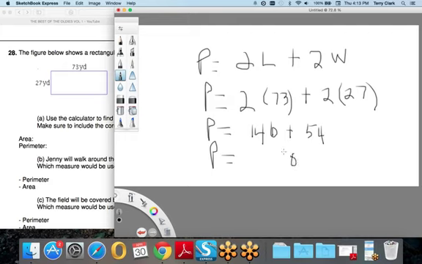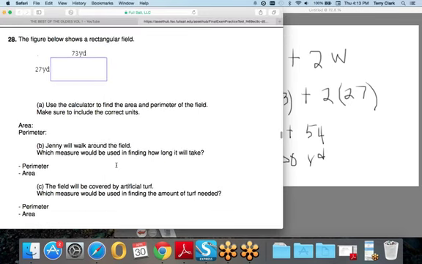6 and 4 is 10, 5 and 4 is 9, carry the 1 makes another 10. And then so we're basically looking at, wow, 200. Okay, and so that's going to be 200 yards. Okay, once again, we went 2 times 27 is 54. 2 times 73 is 146. We added the 146 and the 54 together and came up with 200 yards for the perimeter.